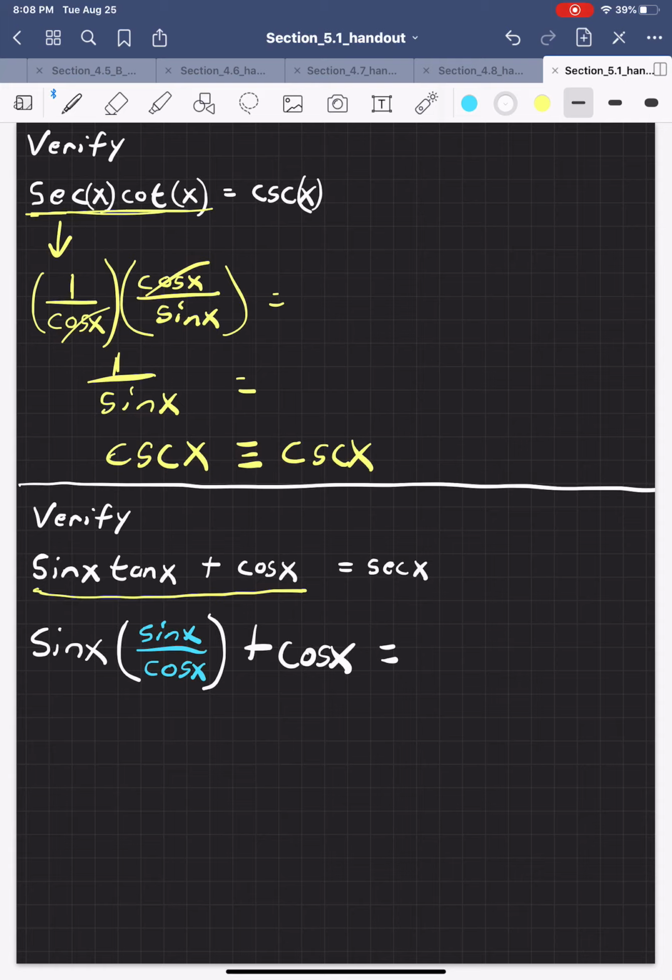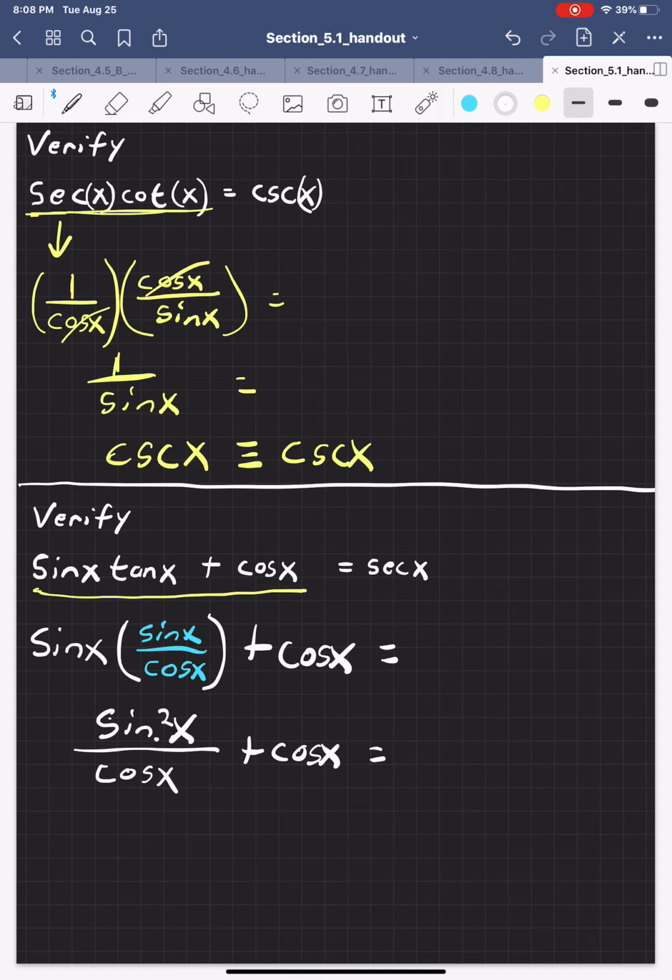Now, what we're going to do at this point, since this is kind of a game, we're trying to come up with some rules. So what we might try, let me go ahead and multiply. Sine of x times sine of x. This ends up becoming sine squared x. Oh, my apologies, I wrote that incorrectly. So sine squared x divided by cosine of x plus cosine of x.